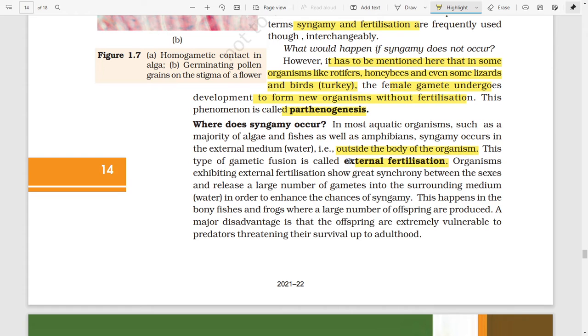Organisms exhibiting external fertilization show great synchrony between the sexes and release a large number of gametes into the surrounding medium in order to enhance the chances of syngamy. This happens in the bony fishes and frogs, where a large number of offspring are produced. The major disadvantage is that the offspring are extremely vulnerable to predators, threatening their survival up to adulthood.